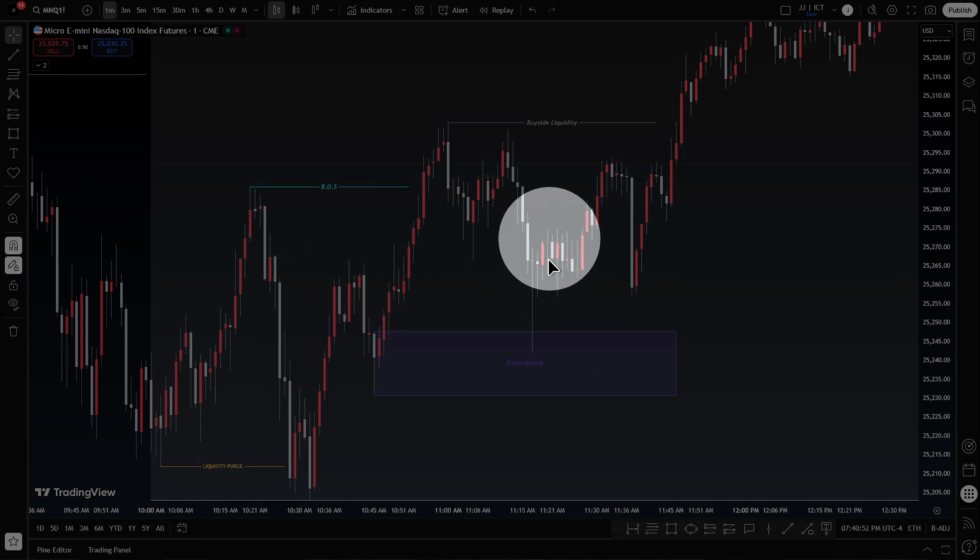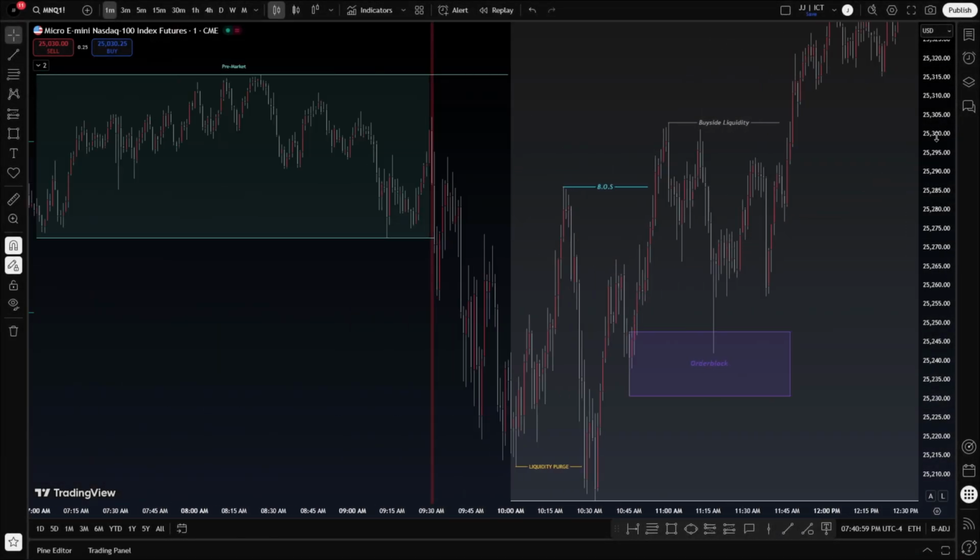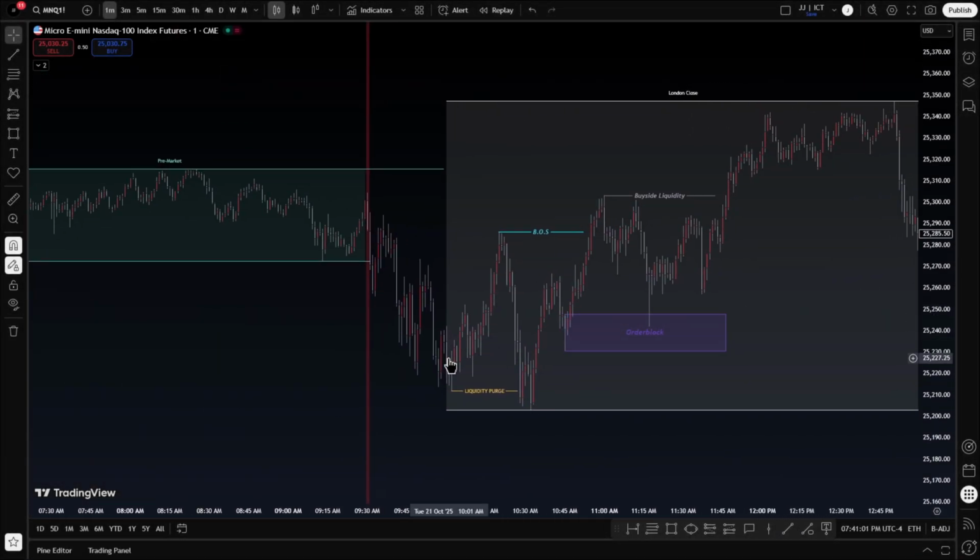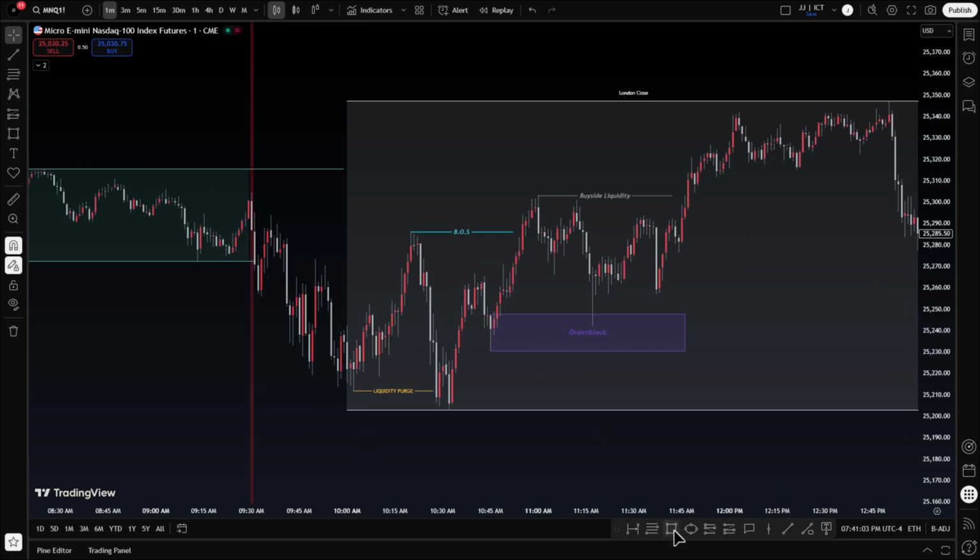Right here. Back and forth. Price is not displacing as it should. It's not moving. Mind you, listen here. When London close kicks in, just compare the two from here to here, right? From here all the way to here. Is price moving as much compared to this? Not really.